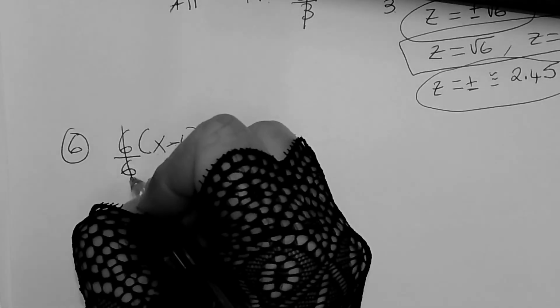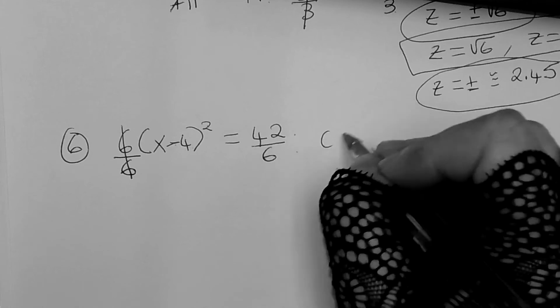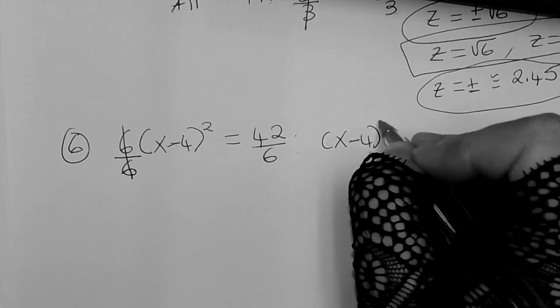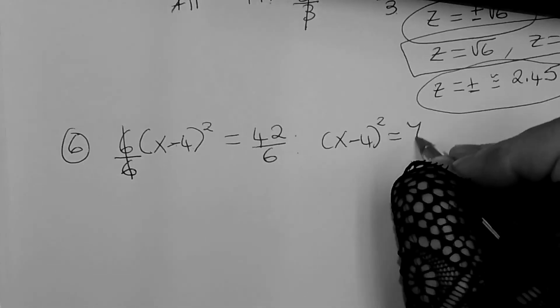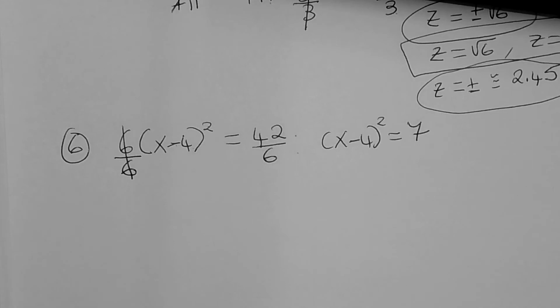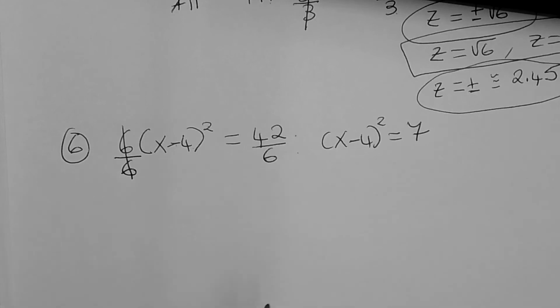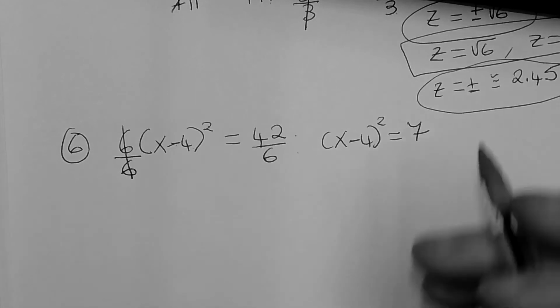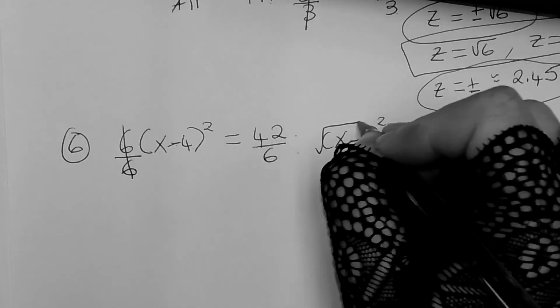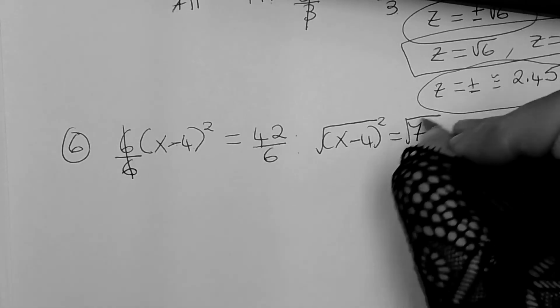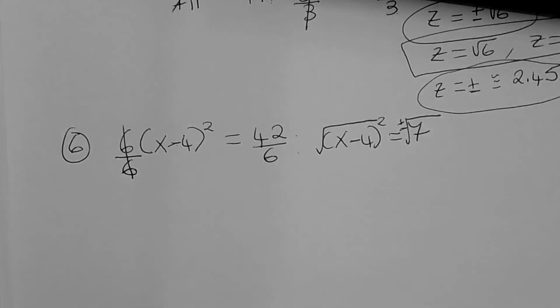So this again just becomes 1. So (x − 4)² = 7, because 42 divided by 6 is 7. Now this has a term. x − 4 is a term, and it's squared. So I just take the square root. I take the square root of 7, add a plus or minus.